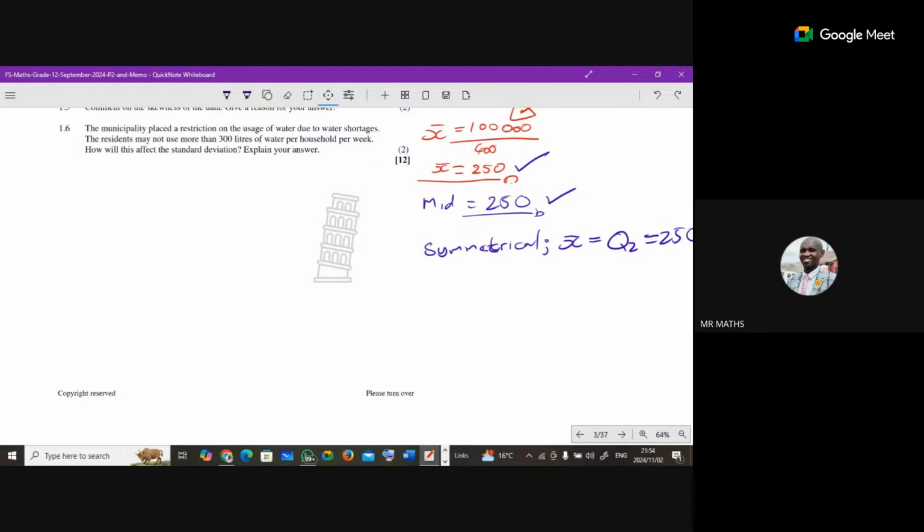The mean will change, yes. So that's what you can say, that the standard deviation will change. Yes. Okay. So that could be a mark.